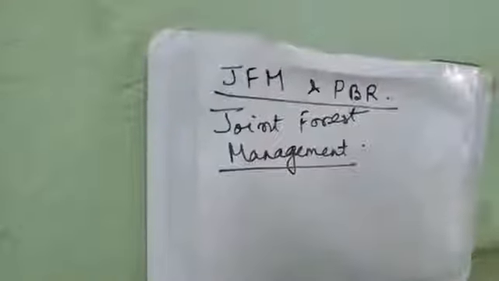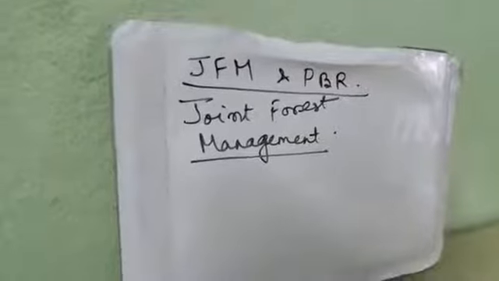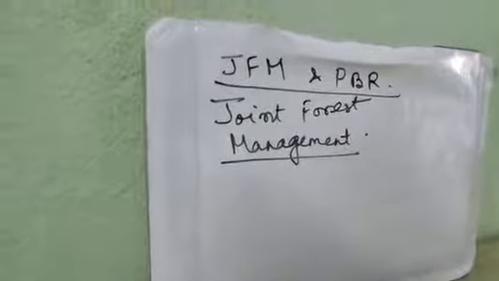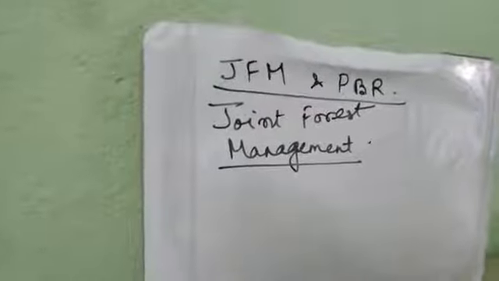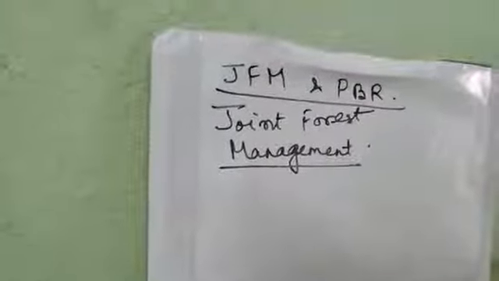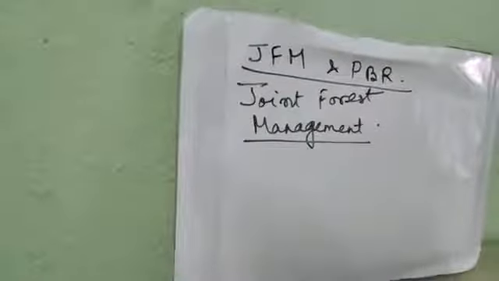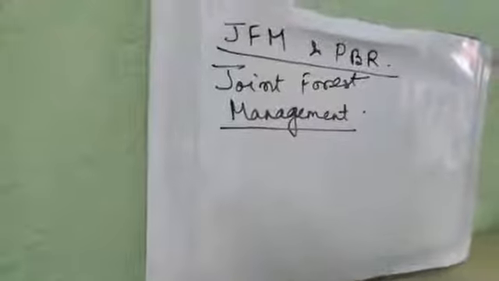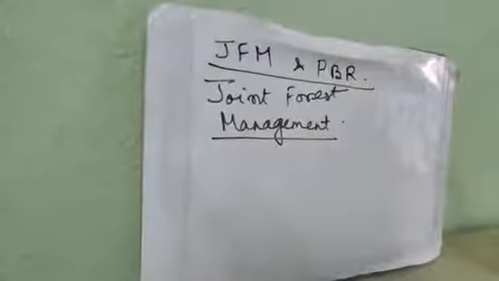Next is joint forest management. What is it? It is a way to conserve or preserve a forest. What is happening here? You see, the local community people merge with the government people and they take a move against deforestation. They take a move to protect the forest, for restoration and management of the forest. Okay, this is joint forest management.